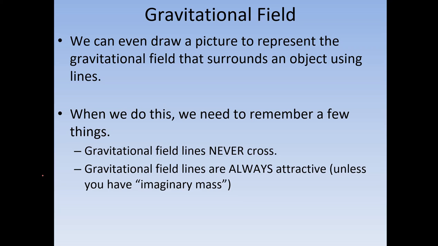Another one is that the field lines are always attractive. Remember, gravity attracts objects. We are attracted to the Earth. We're attracted to the moon. We don't get repelled because of gravity. So the lines are always going to go towards whatever massive object we have. And then the last thing is that the denser or the closer the lines, the stronger the field. You can almost think of this as being kind of like contour lines, where the closer the lines were, the steeper the slope. It's similar to that.